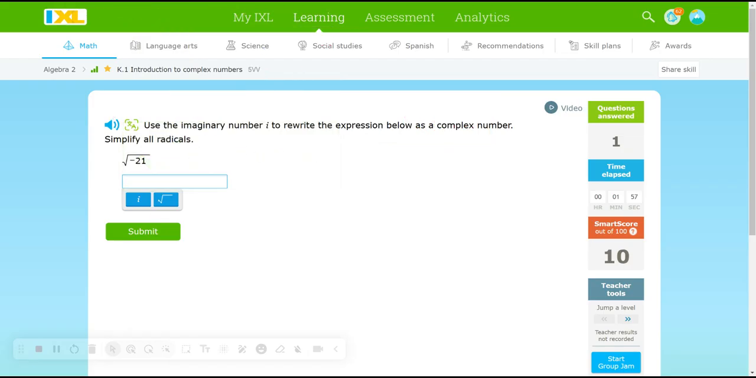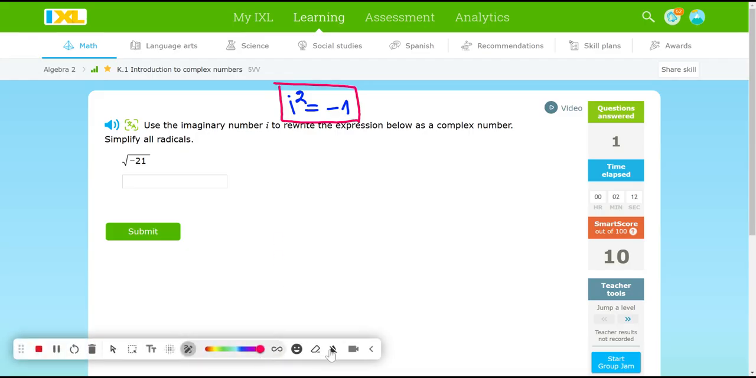Okay? So we do the same thing over again. So now let me write you the formula one more time. If you see negative 1, you substitute i squared.